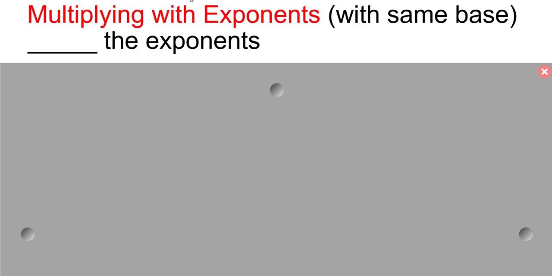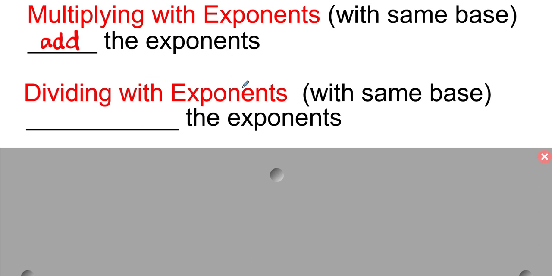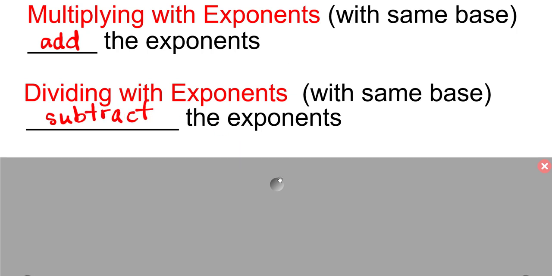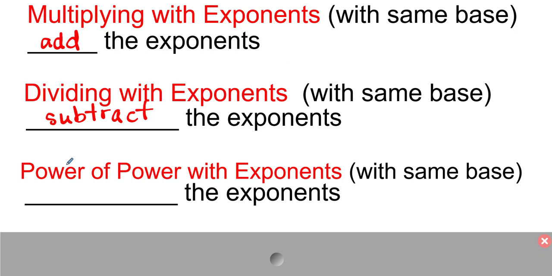So we'll summarize yesterday and today's lesson by stating that when we're multiplying with exponents with the same base, you add the exponents. When you're dividing exponents with the same base, you subtract the exponents. And then we learned today that when you're dealing with power of a power with exponents with the same base, you would go ahead and multiply the exponents.